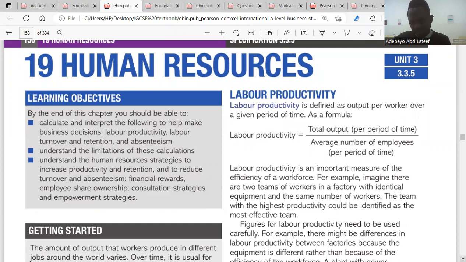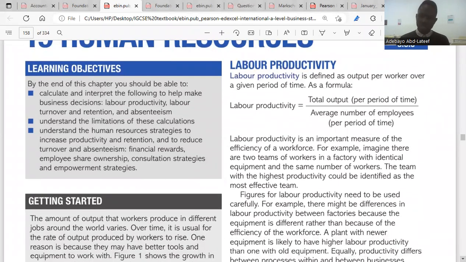And when we talk about labor productivity, we already know what labor is, the human effort, physically or mentally, that is put into the course of production. So how productive labor is, how productive an individual is, how productive I am as an individual in terms of what I do is the measurement of my productivity. So how do we measure labor productivity? It's written here, it said, labor productivity is the total output per period of time divided by the average number of employees, which means labor productivity is defined as output per worker over a given period of time. That is what labor productivity is about.